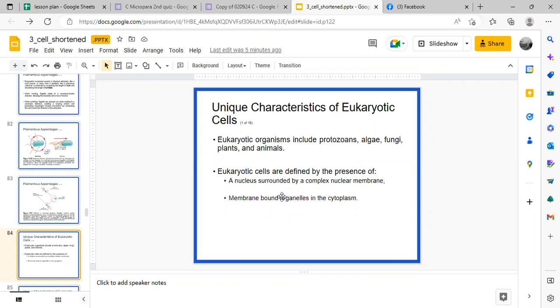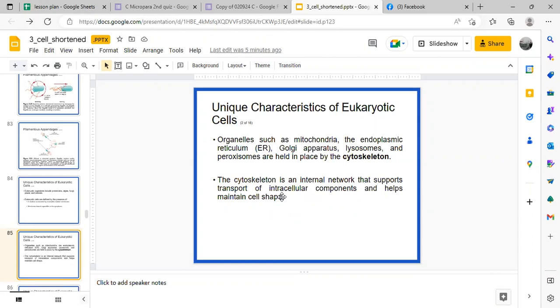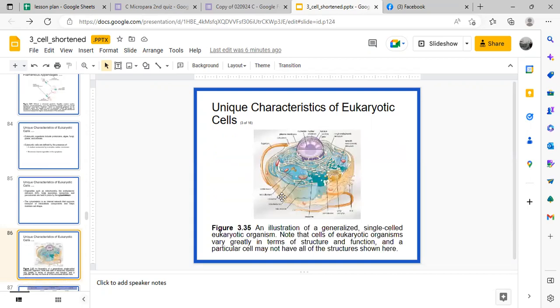Okay, again, presence of the nucleus and membrane-bound organelles. So presence ng endoplasmic reticulum, mitochondria, Golgi apparatus, lysosomes, peroxisomes. So they are held in place by the cytoskeleton. So itong cytoskeleton, ito ay internal network that supports the transport of intracellular components and help maintains the cell shape. Okay, so yan yung eukaryotic cell.